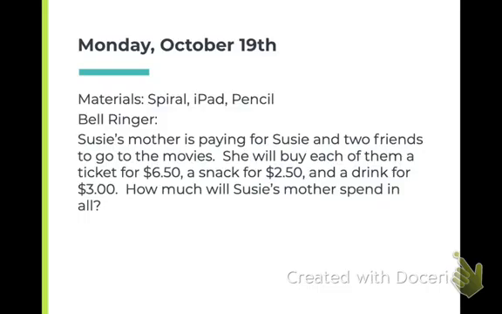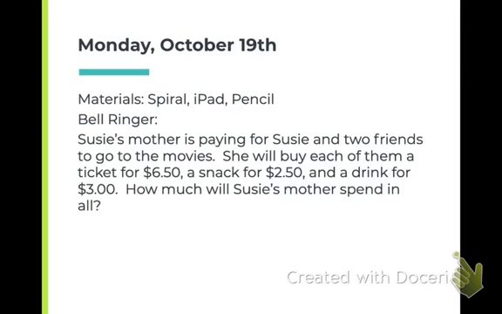All right, so hopefully you got a chance to look at this in your notebook, and we're going to look at it together. So Susie's mother is paying for Susie and two of her friends to go to the movies. She will buy each of them a ticket for $6.50, a snack for $2.50, and a drink for $3. So we know that each friend is going to get this ticket, snack, and drink. And so we have 2 tickets, 2 snacks, and 2 drinks.